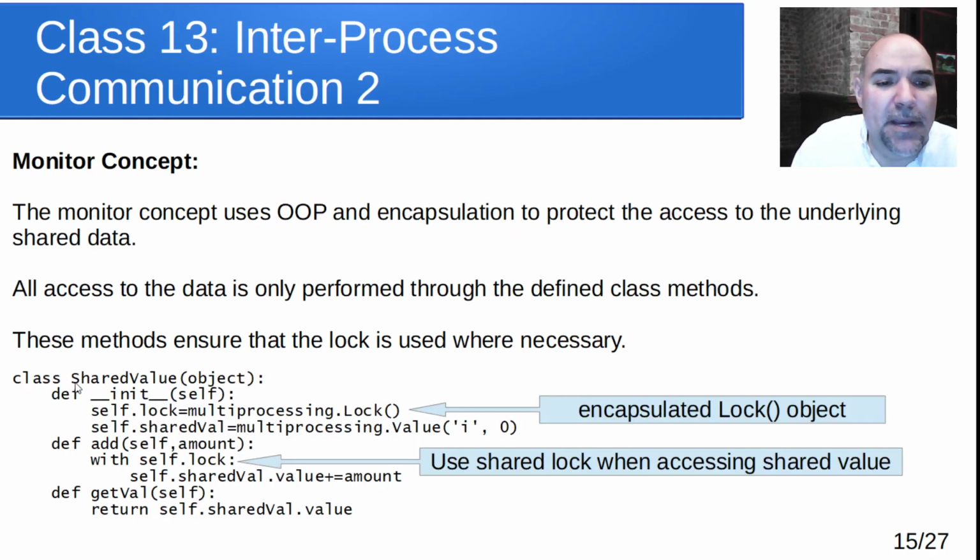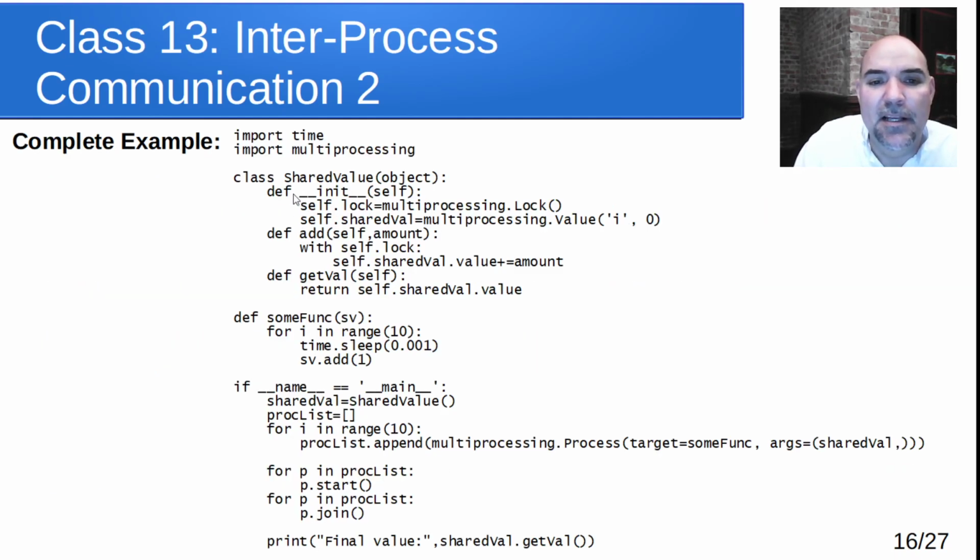So here, we're going to make our own shared value class. And inside of that, we're going to make a lock, and we're going to make a value. And then, to add to it, we use the lock. To get the value, just to read it, we don't really need to protect that because this is atomic anyway. But notice, to add to it, we do that. And then we would just use that in our main program like this. Here's the shared value class that's protecting for us. And now here we're passing that into this function that we have here, the shared value.